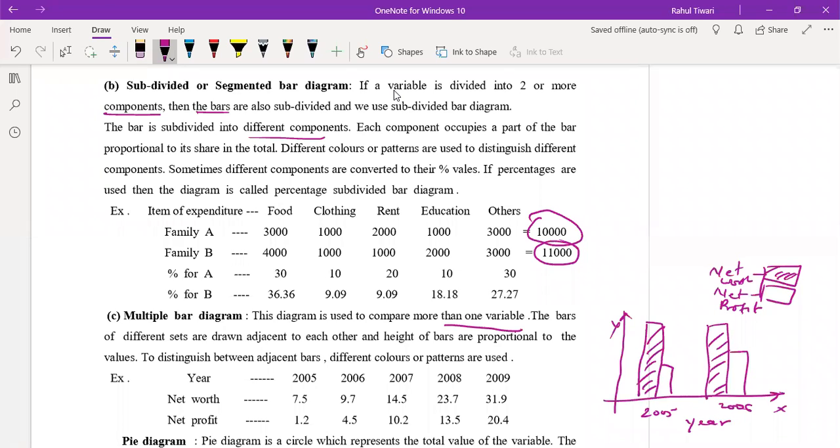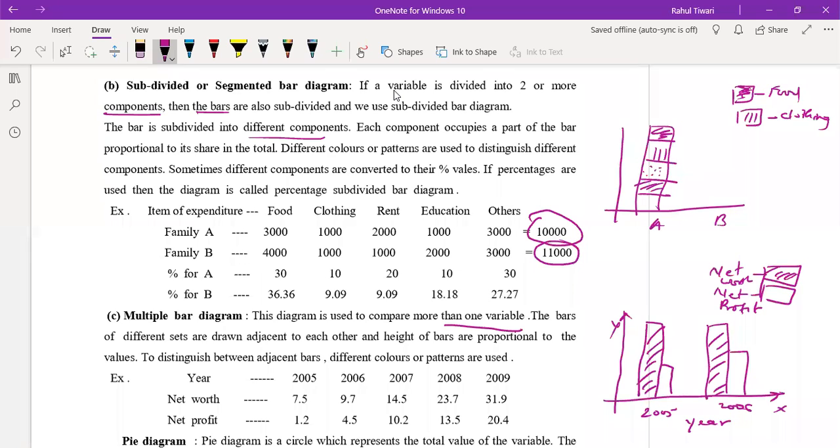So we can define different components. Suppose we have family A and family B. Family A is using all of these: this is food, this is clothing, this is rent, this is education, and the last one is others. So I need to define them. This is your first one, food, this is clothing, and so on. So this is my family.